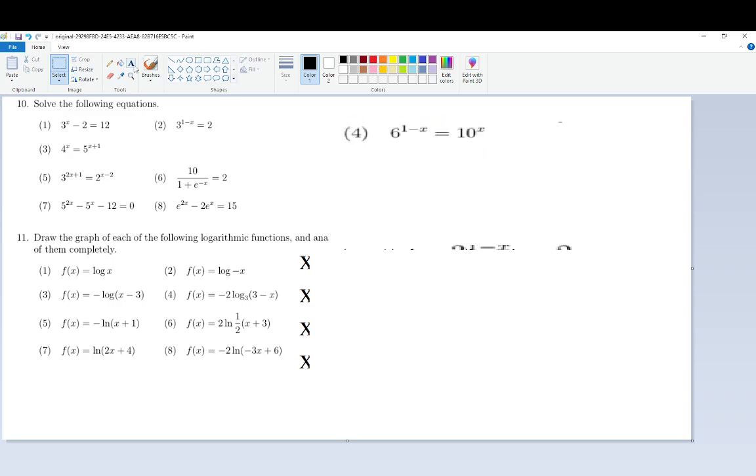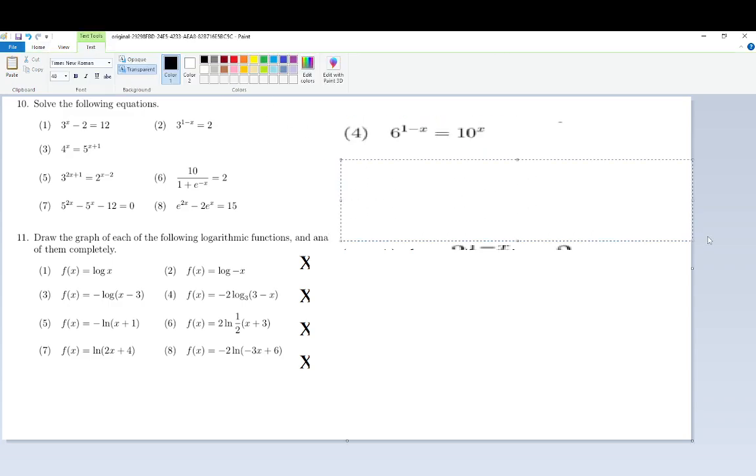So when I take logs of both sides, the exponents come down. I get 1 minus x times log of 6 is equal to x times log of 10. That's kind of nice. Log of 10 is just 1. So I get that. You've got to multiply this through. I get log 6 minus x log 6 is equal to x.